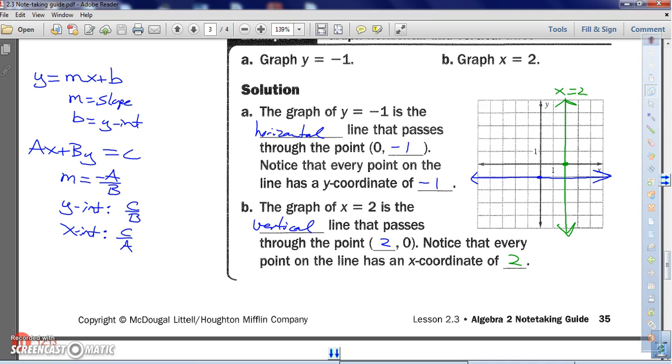And finally, a horizontal line always has y equals some constant. A vertical line always has x equals some constant. And so if there's only a y, it's horizontal. If there's only an x, it's vertical. And if you can remember those things, graphing a line should be easy.